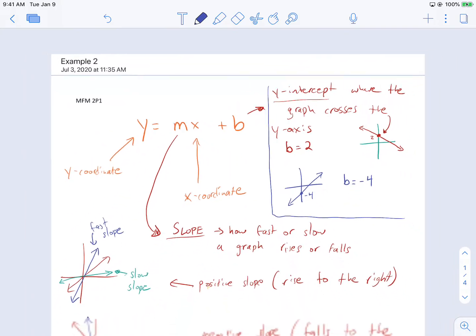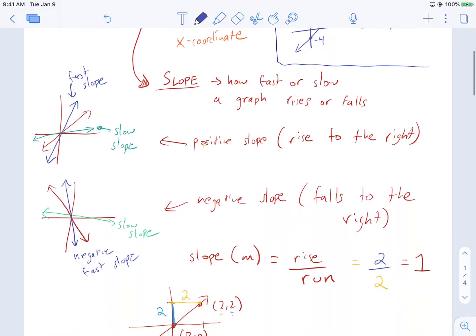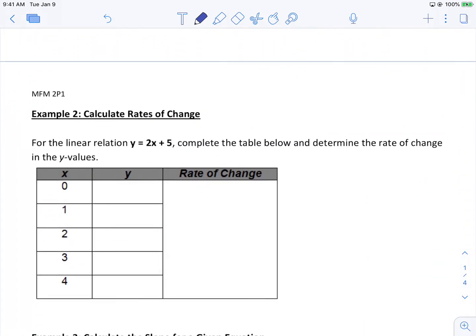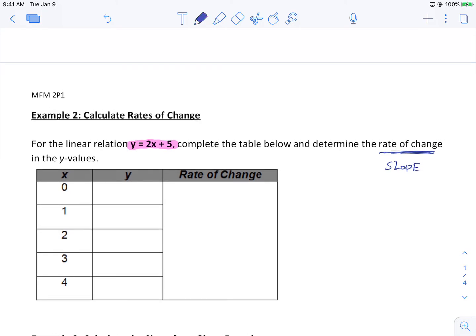Perfect. So, a very quick review of some of the stuff you learned in grade 9, but now let's look at applying it. And the way we apply it is lots of times we like to use what we call tables of values. And we determine that rate of change, which is another word for slope. So how do we do it? Well, they gave us the formula right here. They said y equals 2x plus 5. So what you do is you're going to take that formula, y equals 2x plus 5, and we are going to try it for a bunch of different x values, starting with 0.